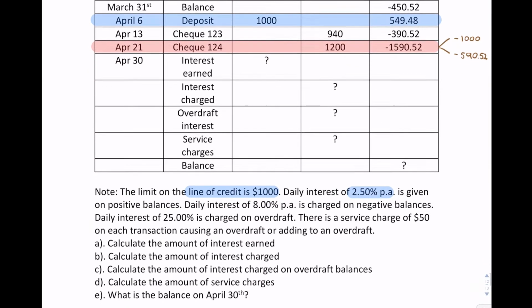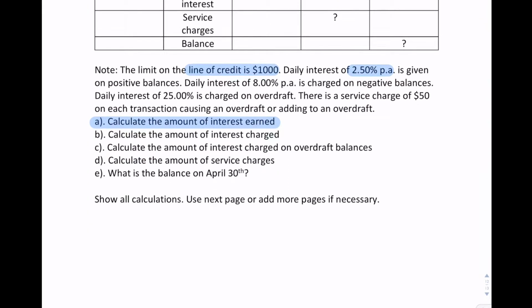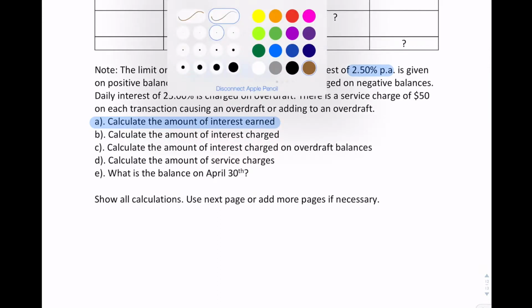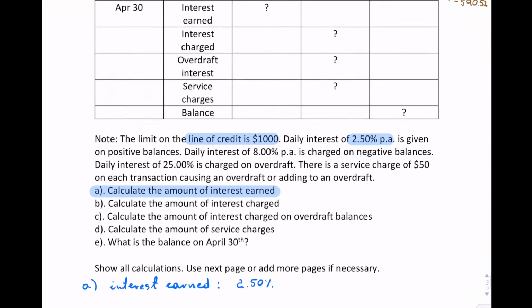Let me look ahead, because they do ask us to calculate the amount of interest earned, so that's going to be just on that one balance. That's part A. This is interest earned, and the interest rate is 2.50% per annum, so it's simple interest.